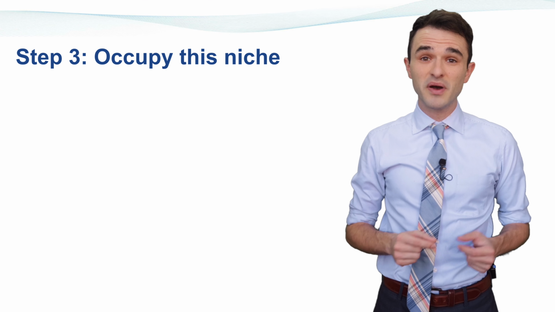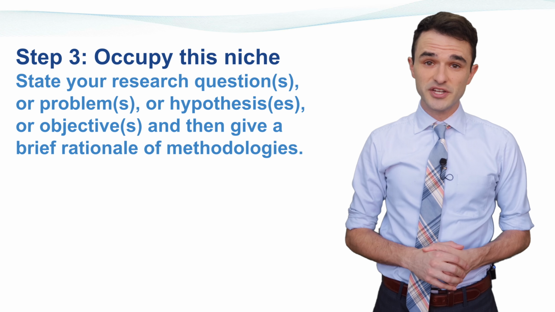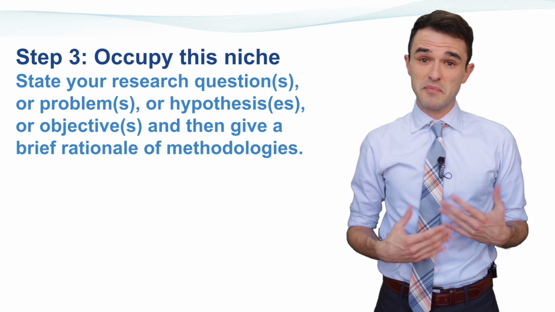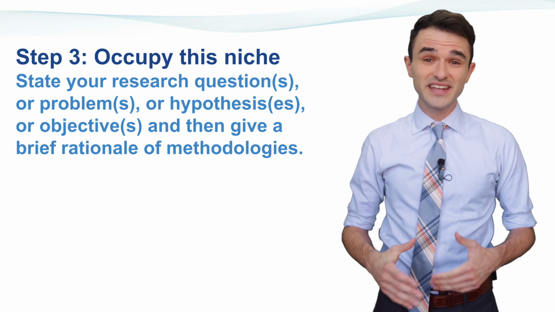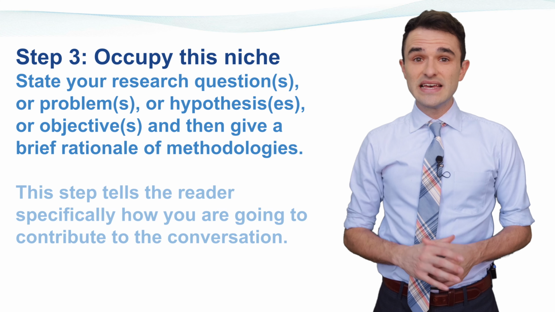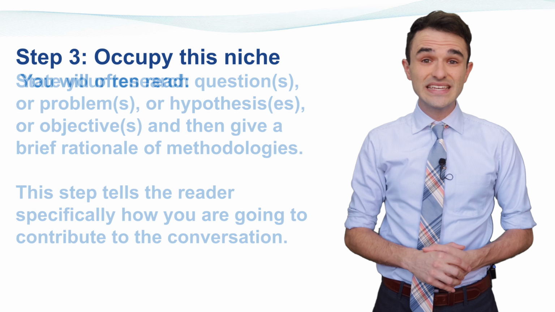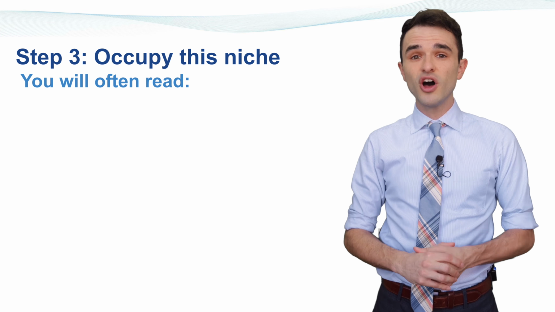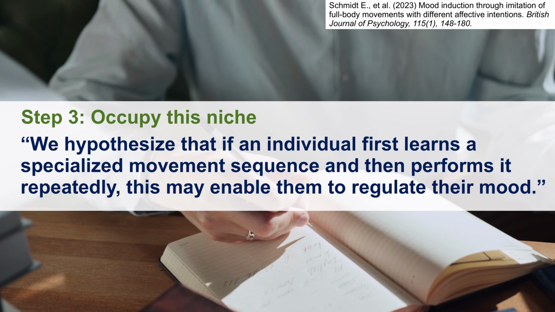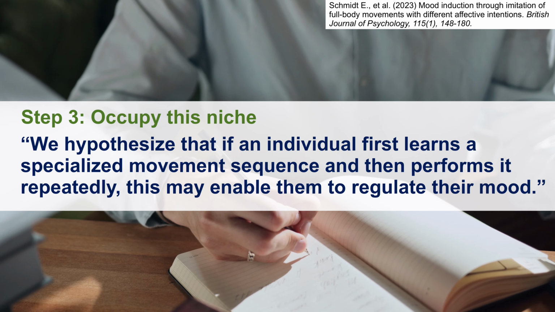Step 3. Occupy this niche by stating your research questions, or problems, or hypotheses, or objectives, and then give a brief rationale of methodologies. This step tells the reader specifically how you are going to contribute to the conversation. In this step, you will often read, "The purpose of this qualitative analysis is to," or "This research addresses the following questions." Example text. We hypothesize that if an individual first learns a special movement sequence and then performs it repeatedly, this may enable them to regulate their mood.